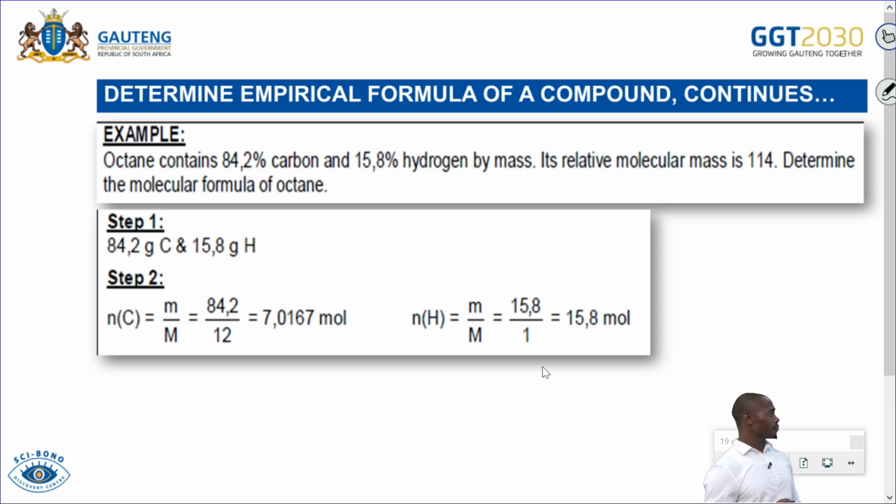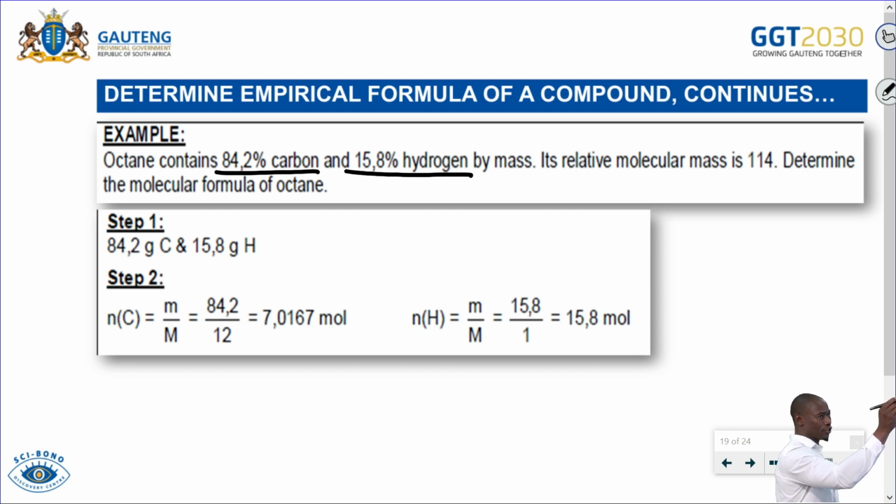Then other examples, you have octane, right? So octane contains 84.2% carbon, 15.8% hydrogen by mass, right? So it contains how many elements there? 2. It's carbon and hydrogen.